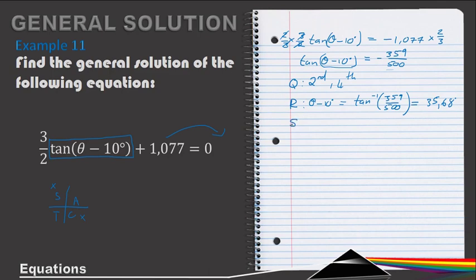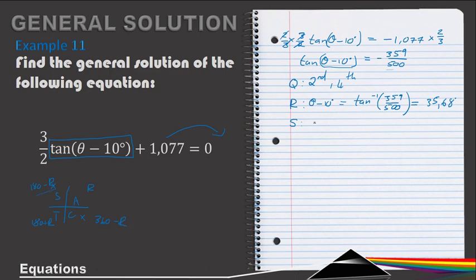And now to solve. Now we use our quadrants and our reference angles to find the general solution. If it's the first quadrant, it's just your reference angle. If it's the second, it's 180 minus your reference. If it's the third, it's 180 plus your reference angle. And if it's the fourth, it's 360 minus your reference angle. So we have the second quadrant.